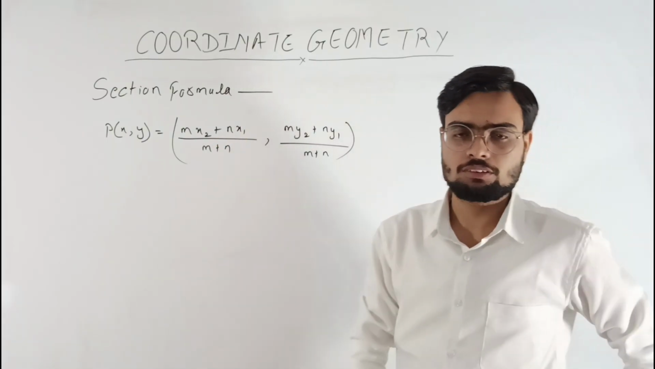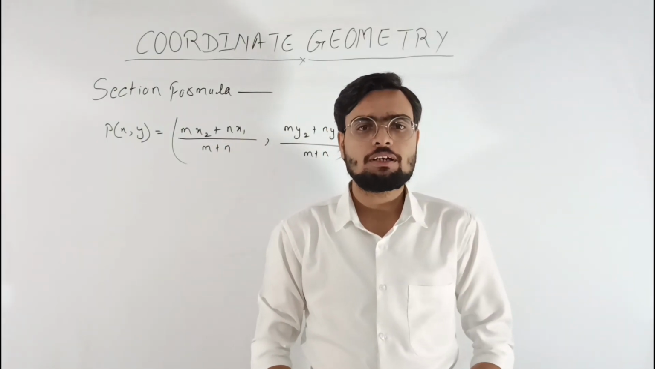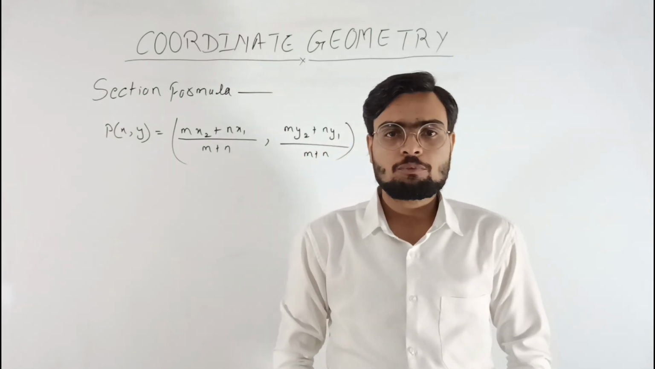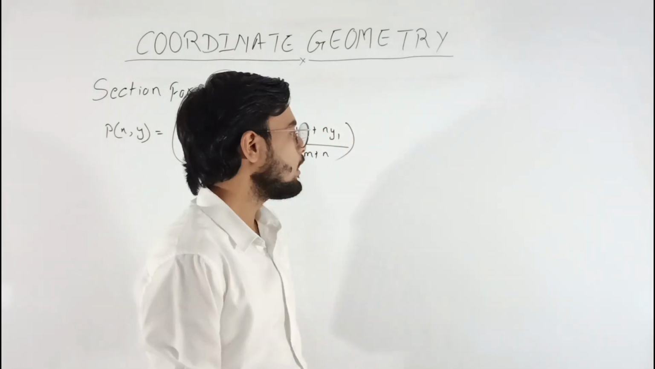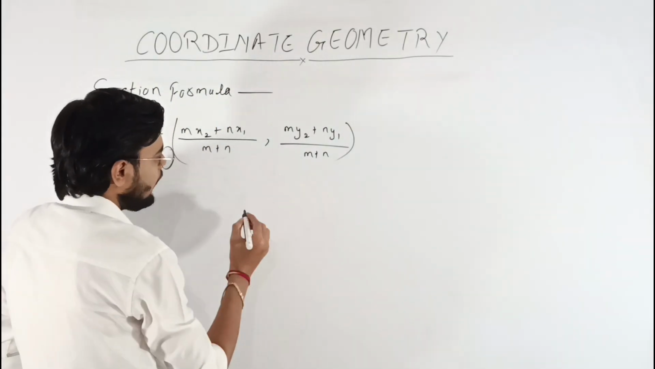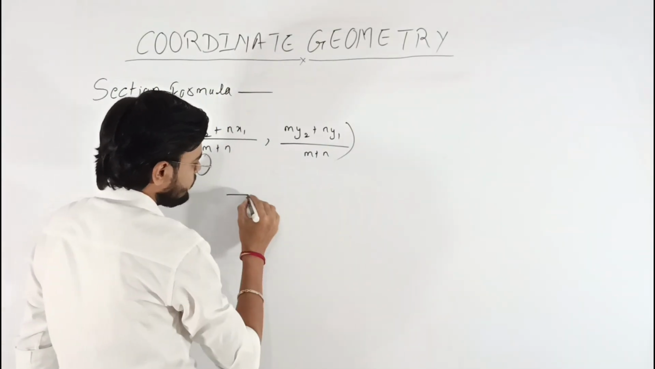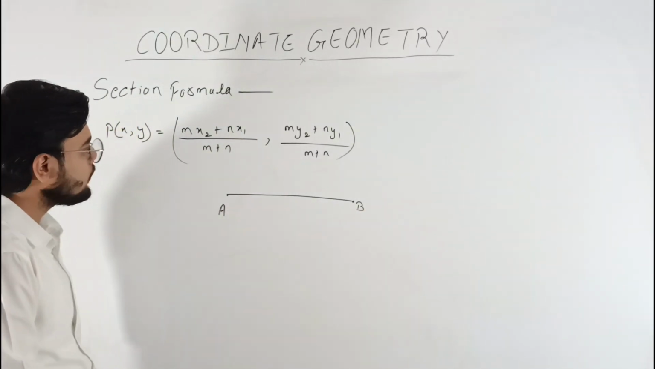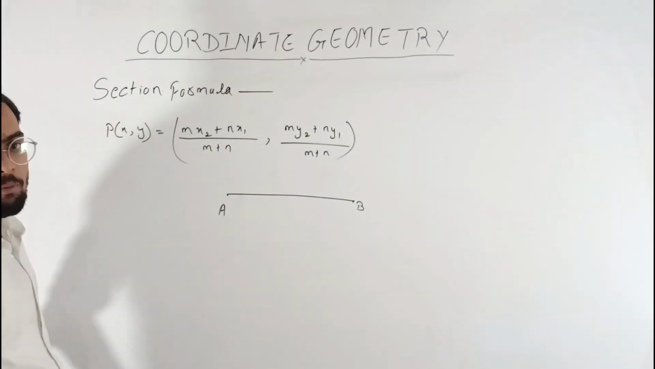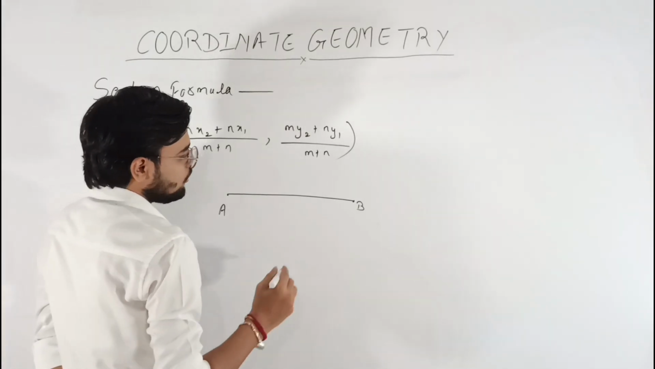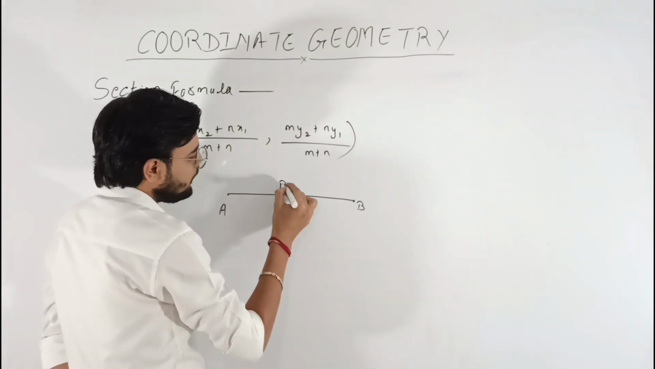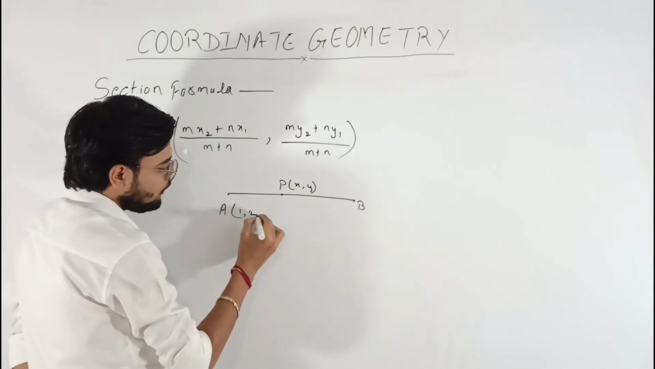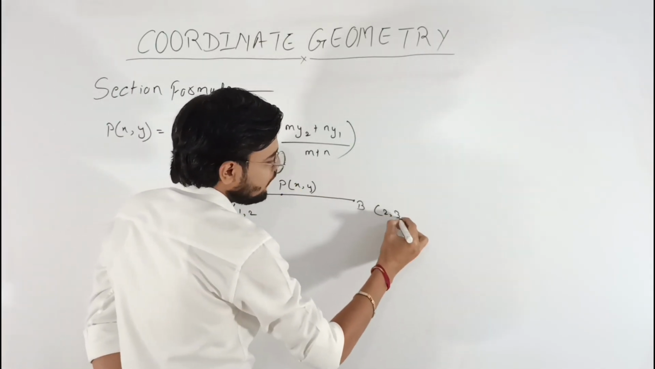Now let's move towards our next topic of this chapter, that is section formula. We use section formula to find the coordinate of a point which divides a given line in a particular ratio. Suppose I have one line, this is my line AB, then by using section formula I find the coordinate of a point which divides this line in a given ratio. Suppose this is my point P and the coordinate is (x, y), and the coordinate of A is (1, 2) and the coordinate of B is (2, 3).